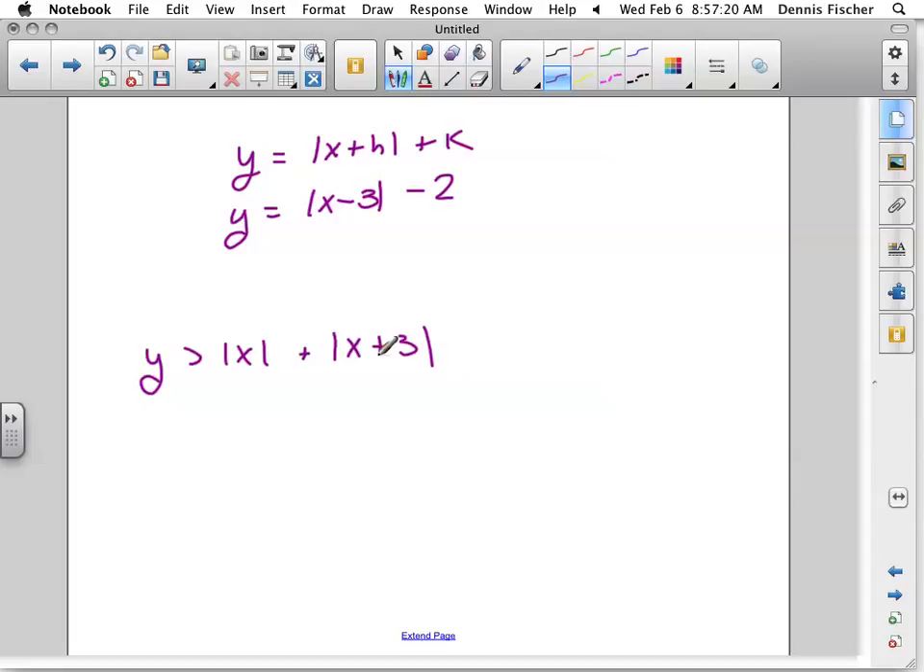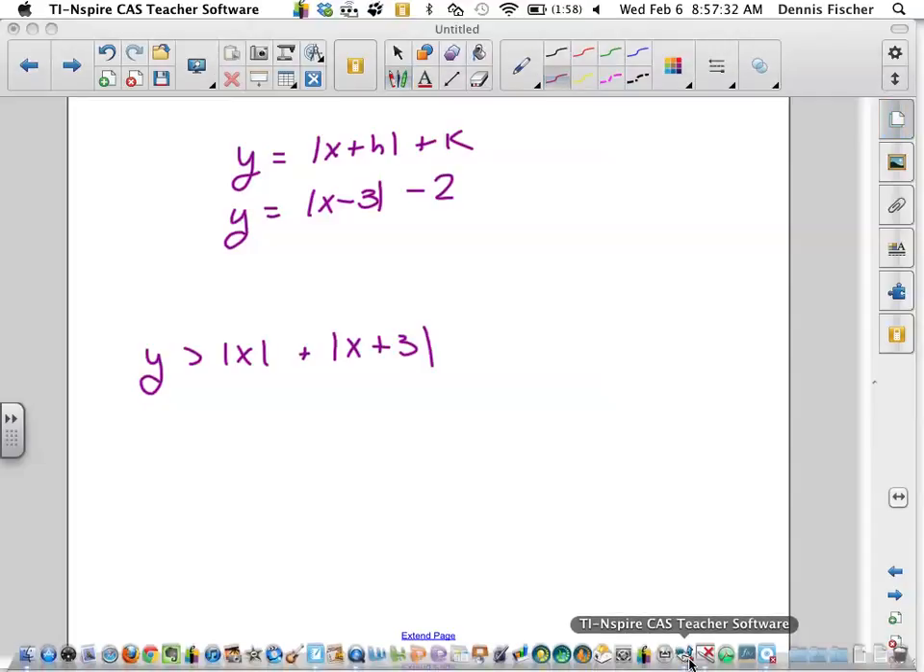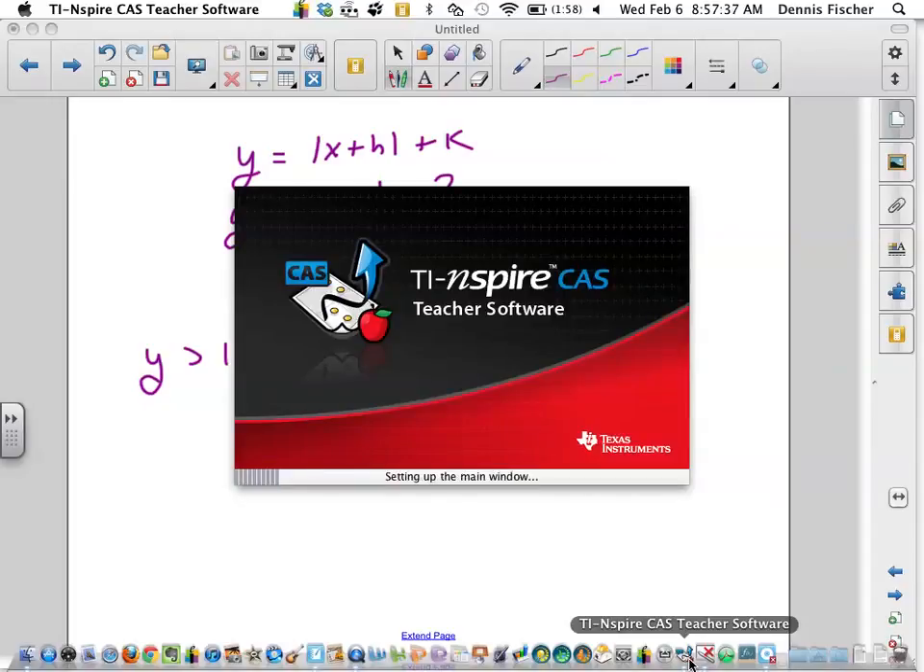We can do this a couple of ways. You can do table values if you're doing it by hand. Make a table of values. I'd probably start with -3 to probably 3. Another way to do this is by calculator. I'm going to start my calculator up here. On your calculator, we're going to graph this inequality.